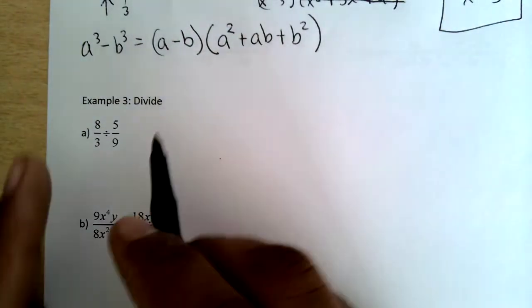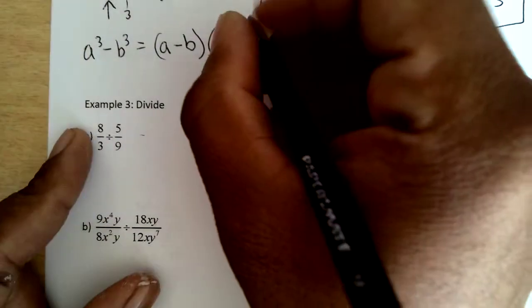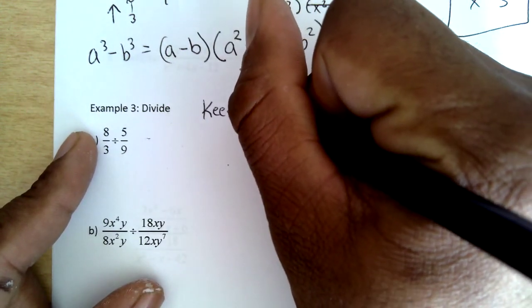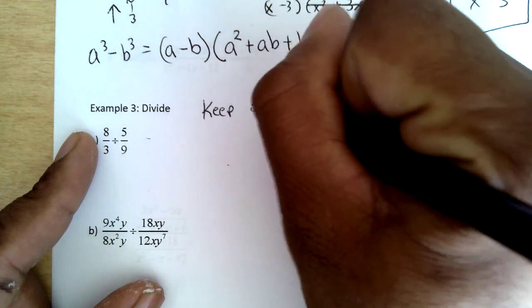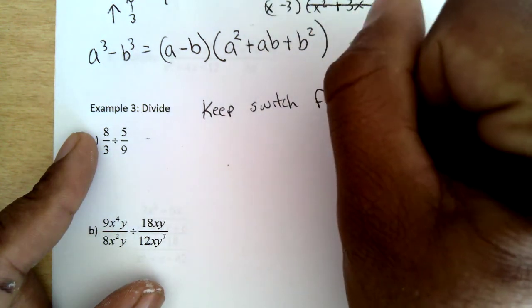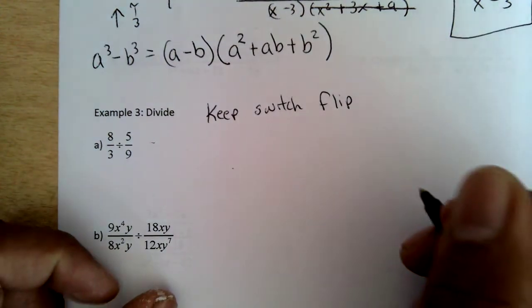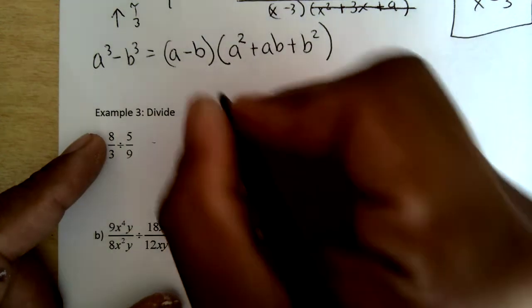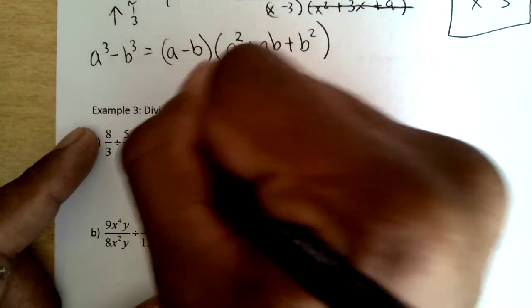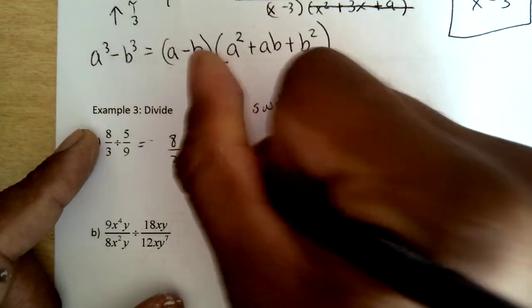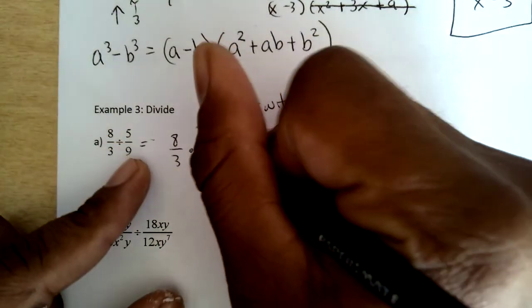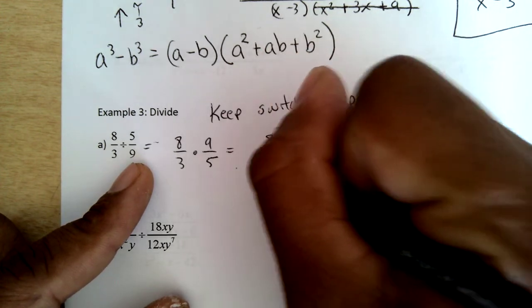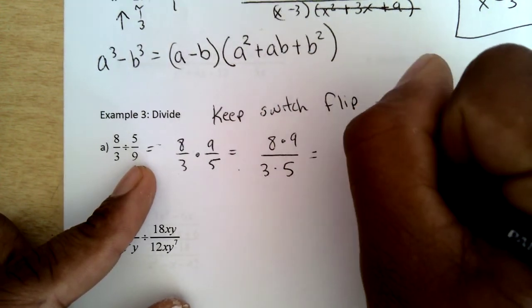Now we got some dividing. Look, we're going to throwback. Remember that whole thing? I think a lot of people might remember a saying called keep, switch, flip. I don't remember if those are the actual words you use, but we're going to keep the first one the same, change this to a multiplication, and flip that. So 8/3 times 9/5. Now I could go ahead and multiply this straight out, but I like to leave things factored just to save myself some extra effort.